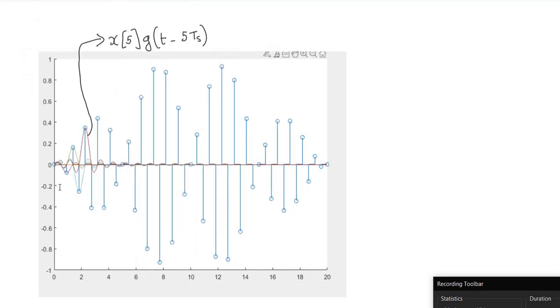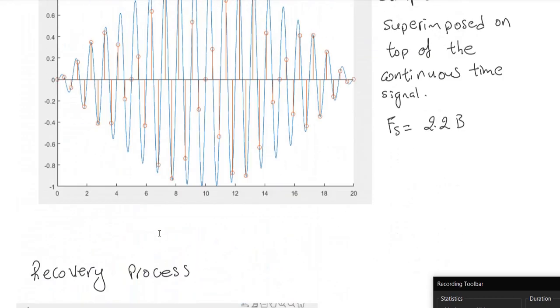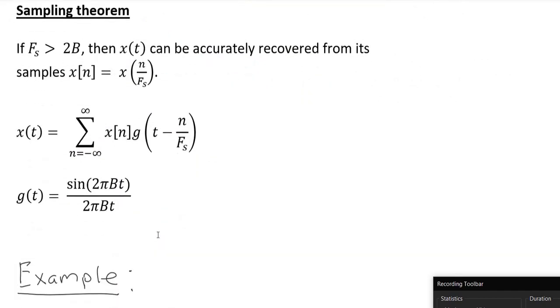So here I'm plotting the first few sinc functions, right? Know that the sampling theorem says when you're recovering the signal, for each n, you take the sinc function g of t, you shift it by n times ts or n over fs, and then you multiply that by the sample value. And you take all these shifted and weighted sinc functions and add them to get x of t.